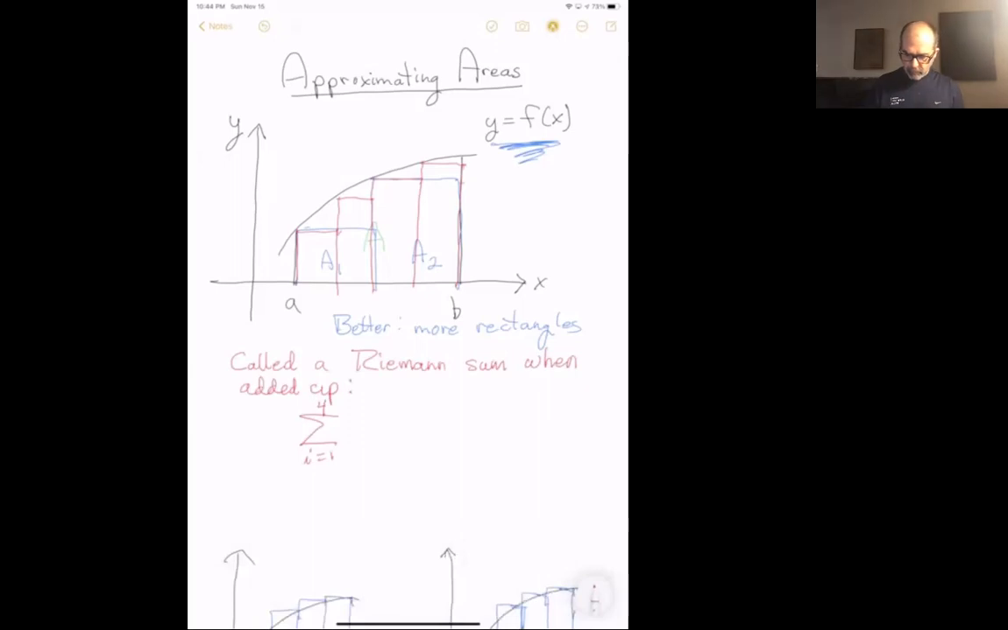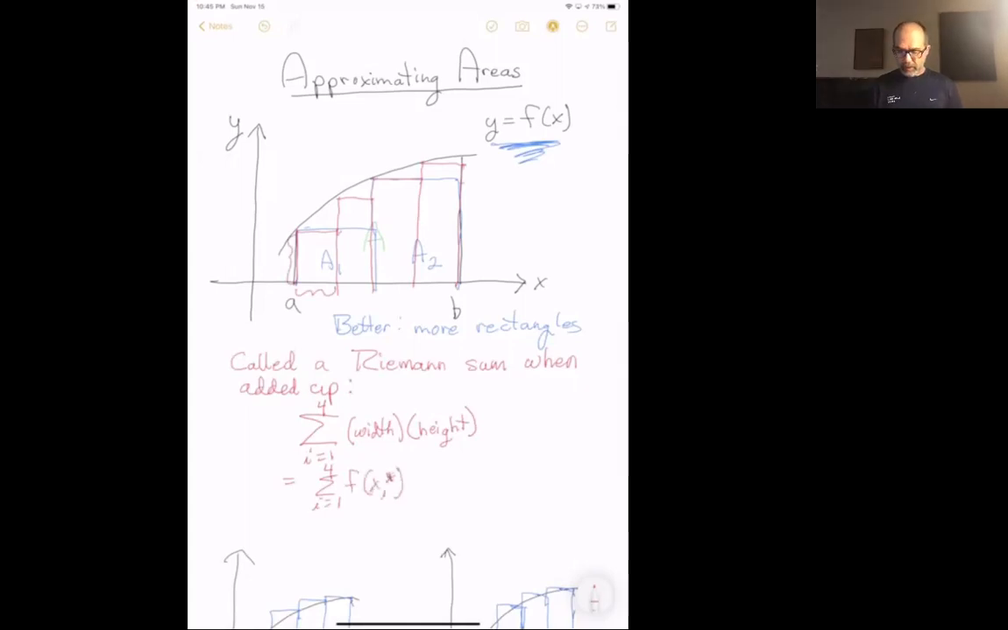And how do I find the area of a rectangle? It's going to be the width times the height, or the length. In this particular case, it looks like it's a height. For i equals 1 to 4, the width is going to be whatever this width is, and the height, well, that's going to be the function value. So the function value, I'm going to call it x_i star.